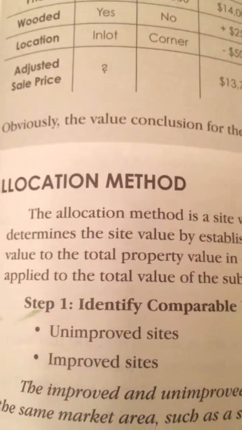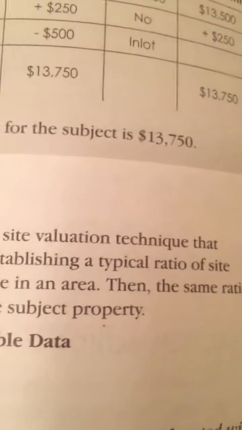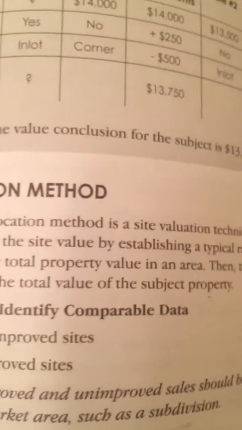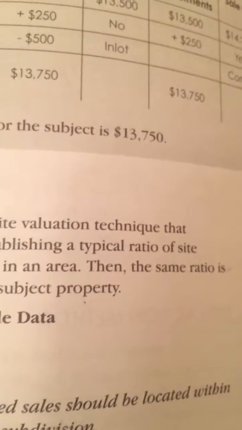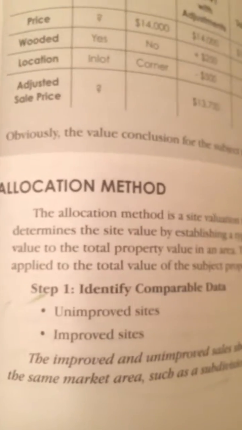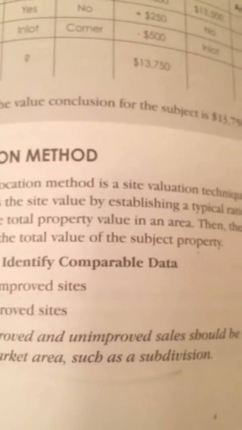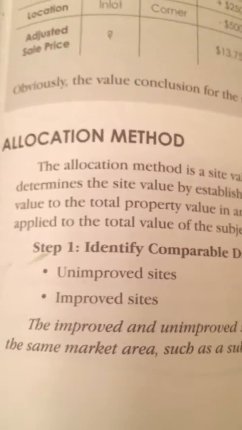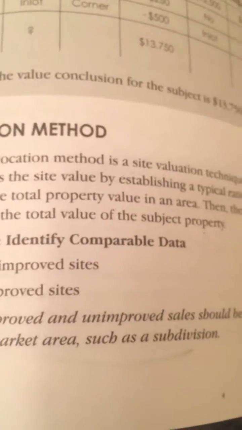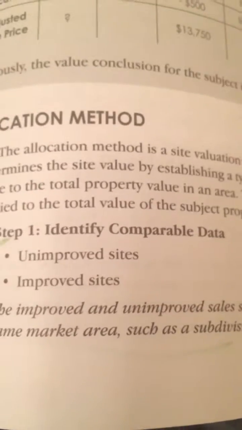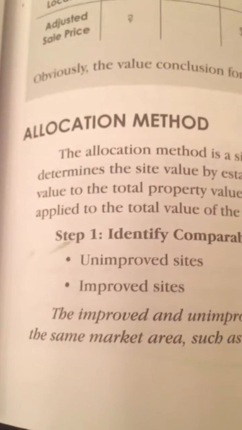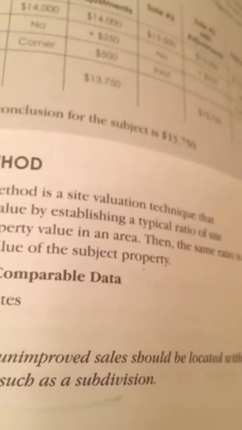Allocation method. The allocation method is a site valuation technique that determines the site value by establishing a typical ratio of site value to the total property value in an area. Then the same ratio is applied to the total value of the subject property. Step 1. Identify comparable data. Unimproved sites. Improved sites. The improved and unimproved sales should be located within the same market area, such as a subdivision.